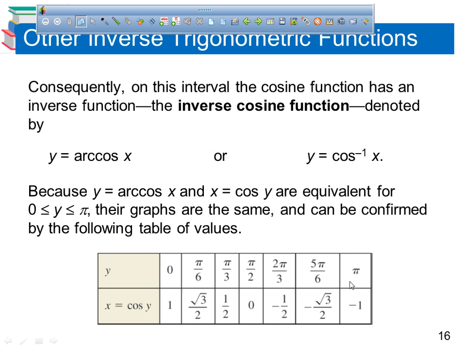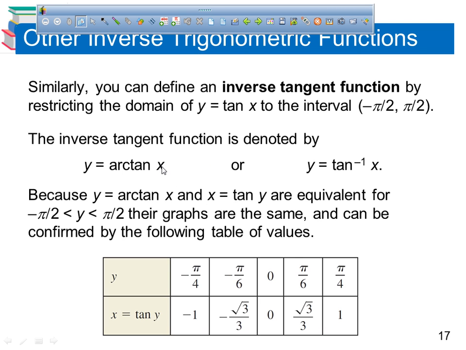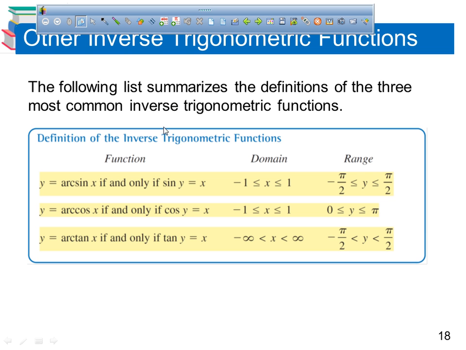And they plug in these values to come up with it, okay? And make a little table. Oh, we're not going to talk about tangent yet. We'll go back to tangent. But inverse cosine goes between negative 1 and 1, and the range is between 0 and pi.